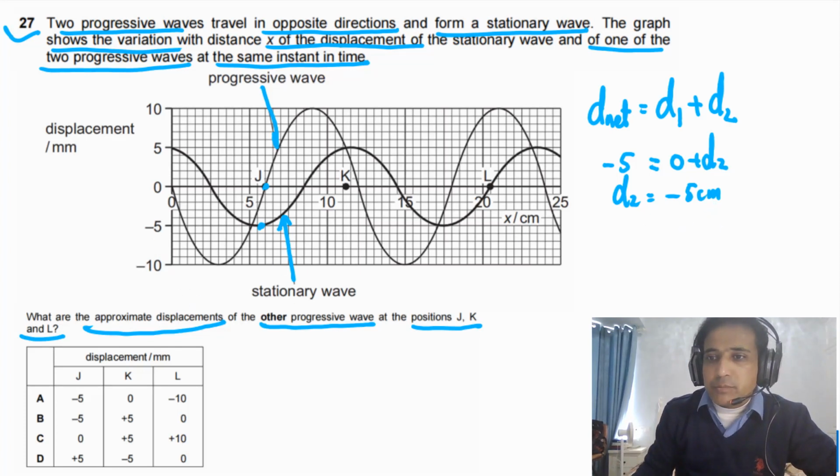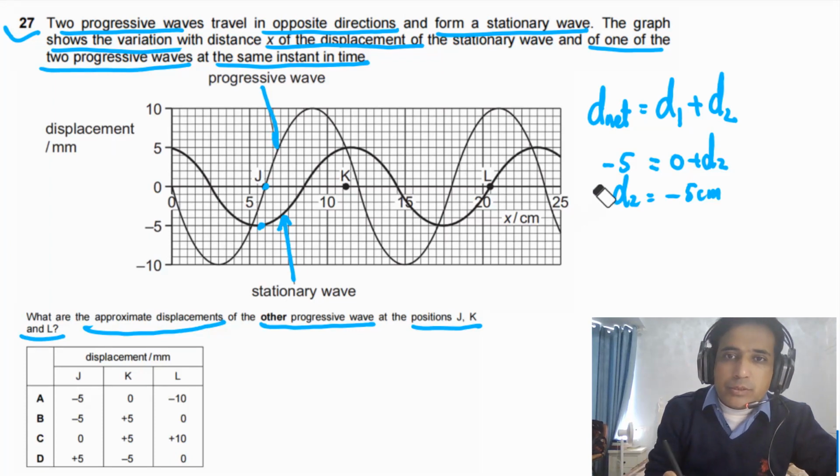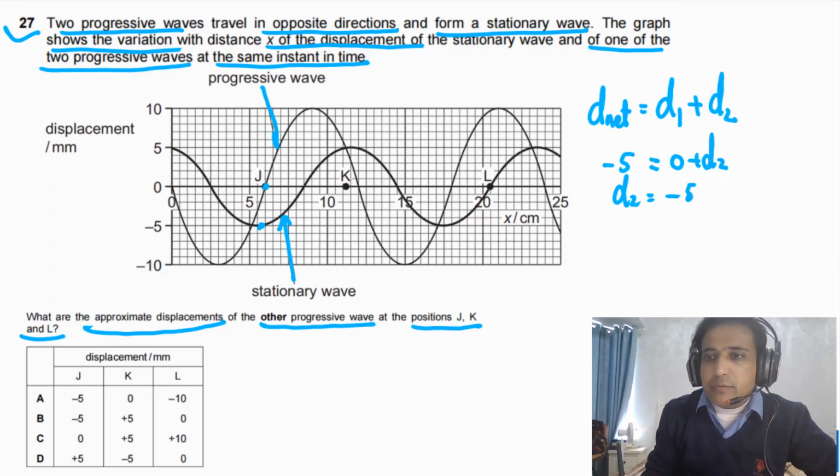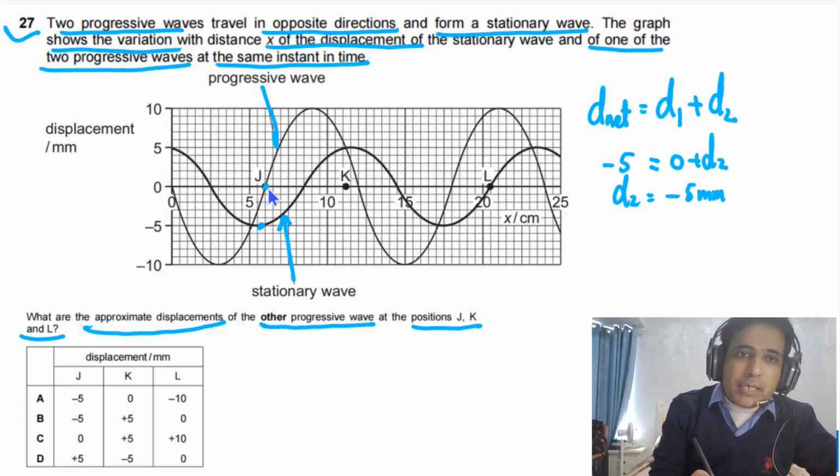So from here, d2 is equal to minus 5 millimeters, because the unit of displacement is millimeters. So this is minus 5 millimeters at point J. So the answer can be A or B.